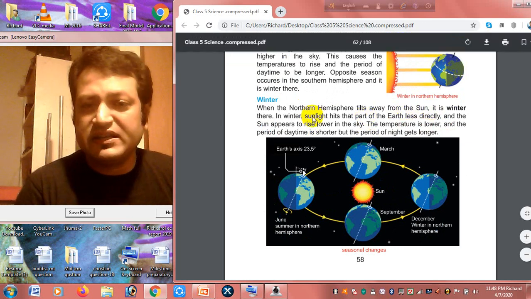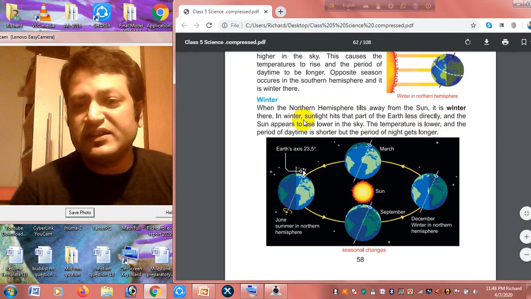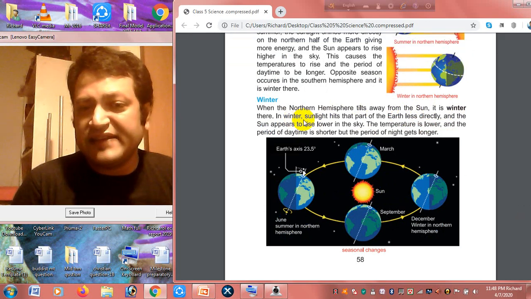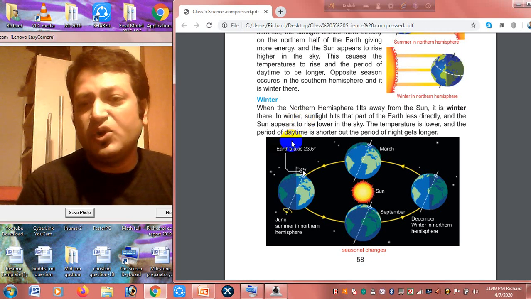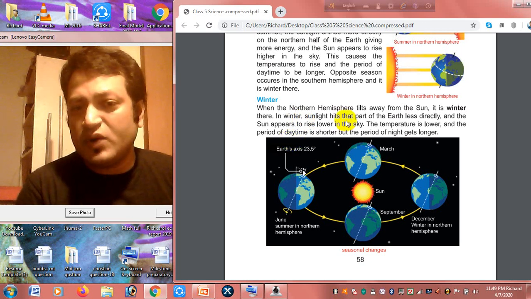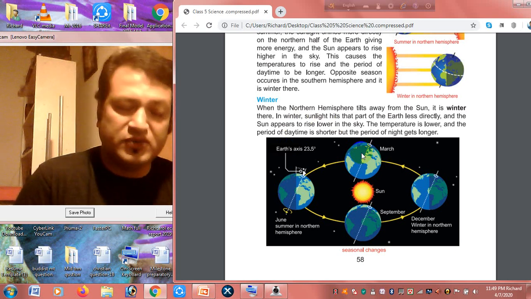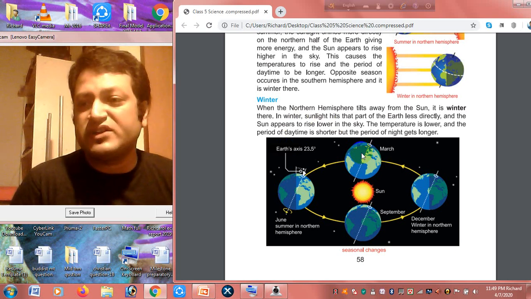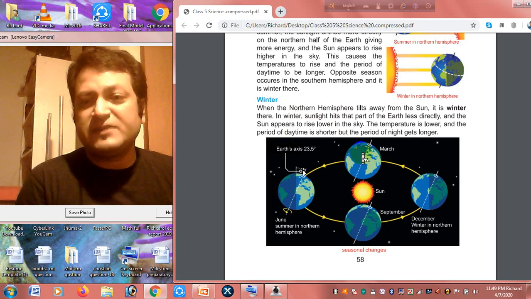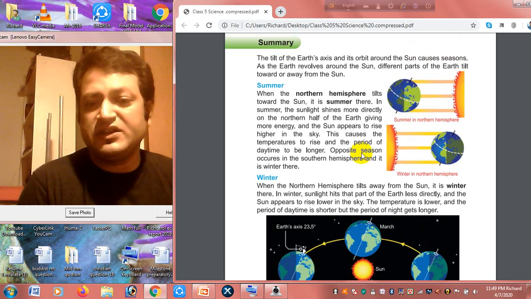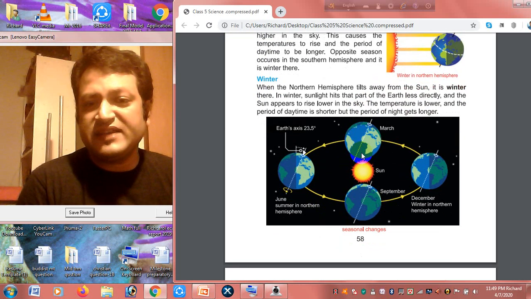In winter, the sun hits that part of the earth less directly, and the sun appears to rise lower in the sky. So the temperature is lower, and the period of daytime is shorter, but the period of nighttime gets longer. In the winter season the daytime is shorter and the nighttime is longer. But in the summer season it is just the opposite: the daytime is longer and the nighttime is shorter. So just think about how the season can change.